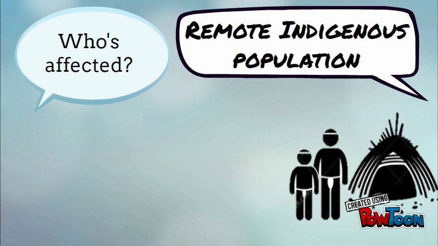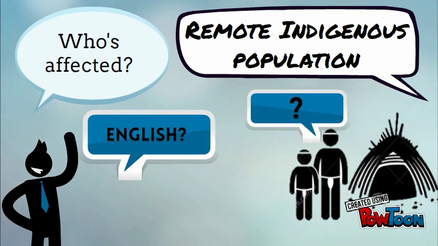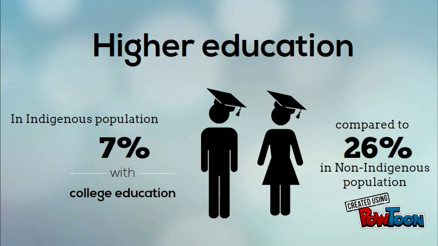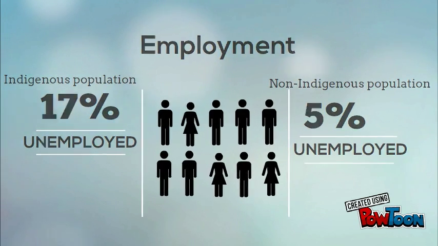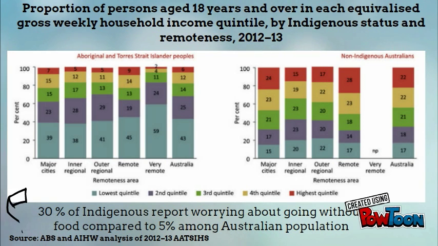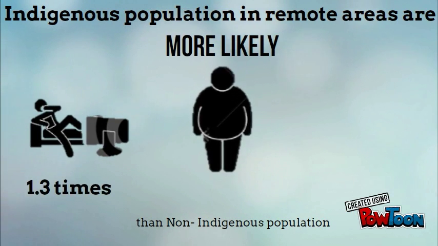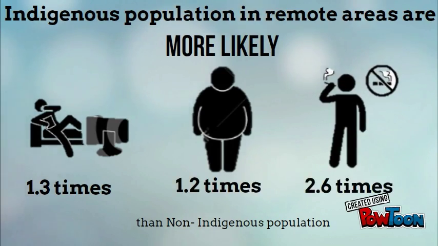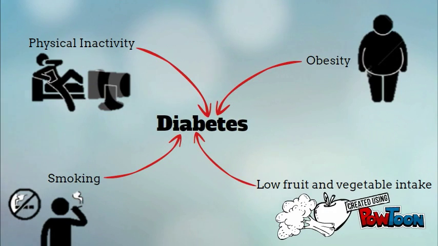The Aboriginal and Torres Strait Islander Health Performance Framework 2014 report showed the majority that reside in remote areas don't speak English, have a lower percentage of higher education, a higher percentage of no qualification, and higher unemployment rates. They remain in the lowest and second lowest household income quantiles, which leads to being 6 times more likely to report food insecurity. They are also more likely to be physically inactive, obese and a smoker, and less likely to meet their fruit and vegetable daily intake. These are the risk factors for diabetes.